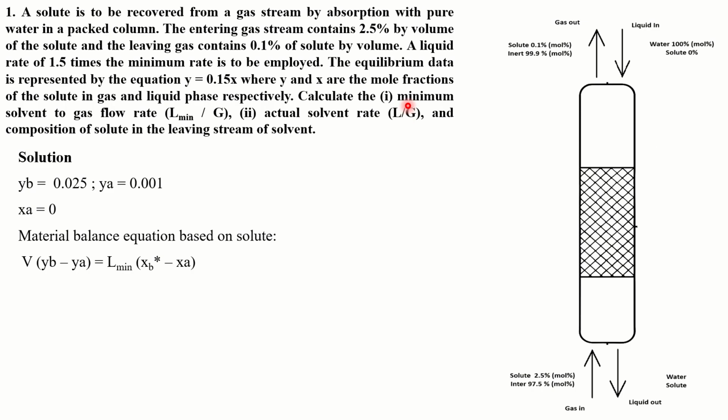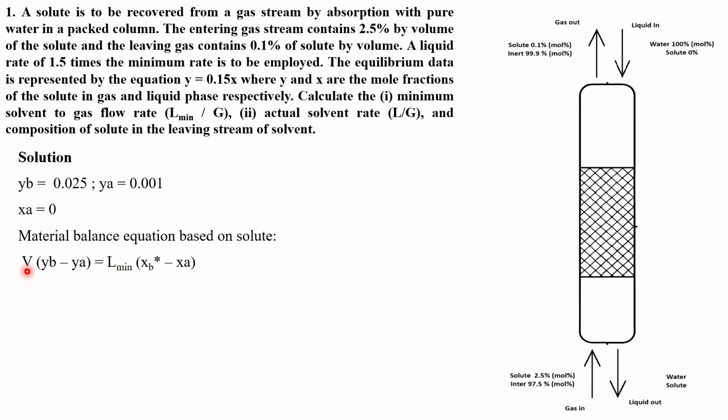The first part we are asked to find out is the minimum solvent to gas flow rate, L minimum by G. This can be calculated through a material balance equation based on solute. So what is that equation? V into (YB minus YA) is equal to L minimum into (XB star minus XA).